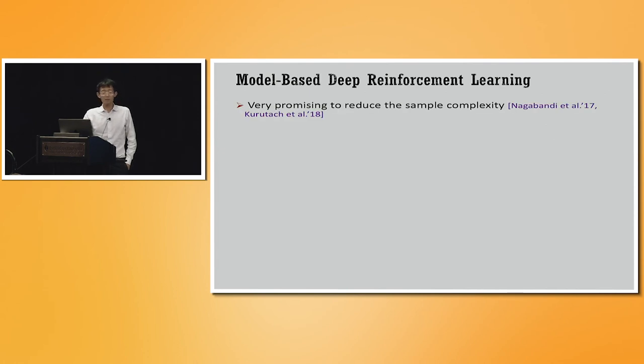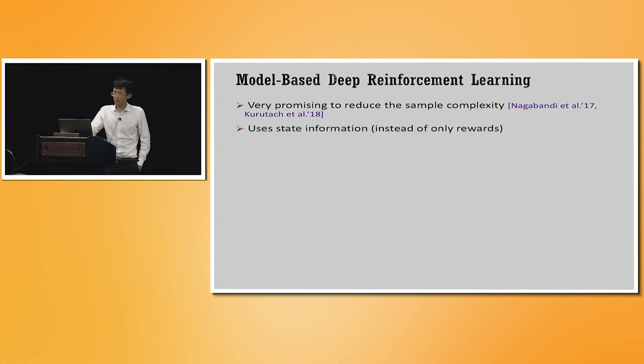One particular topic I'd like to briefly mention in this talk is model-based deep reinforcement learning. Recently, there are a few works that show very promising results that model-based deep reinforcement learning can reduce the sample complexity compared to model-free reinforcement learning. And part of the reason why model-based reinforcement learning is believed to be more sample efficient is that it can use state information, the observation from the state, instead of only rewards as in policy gradient.